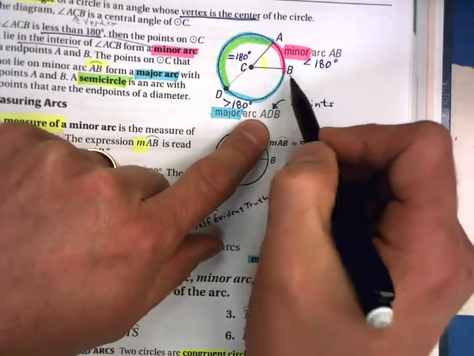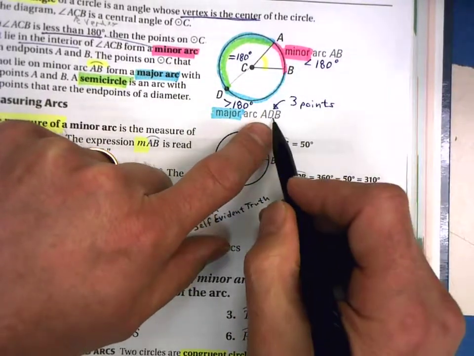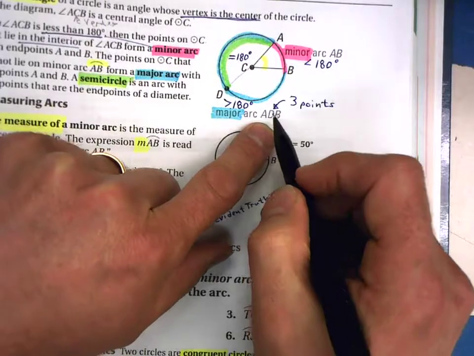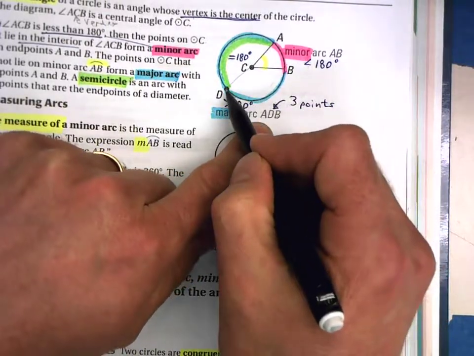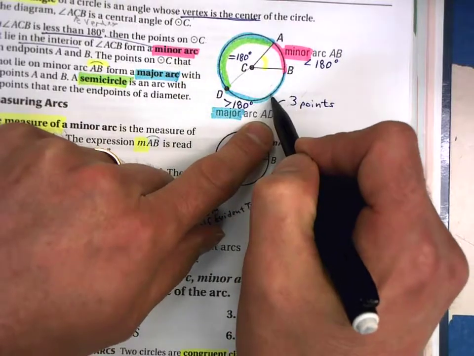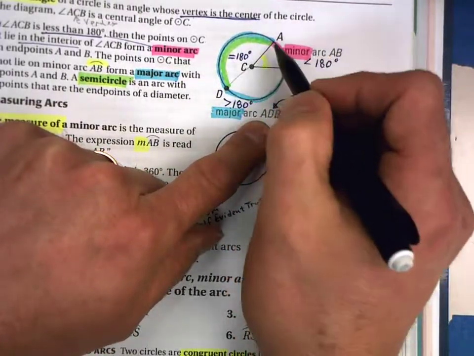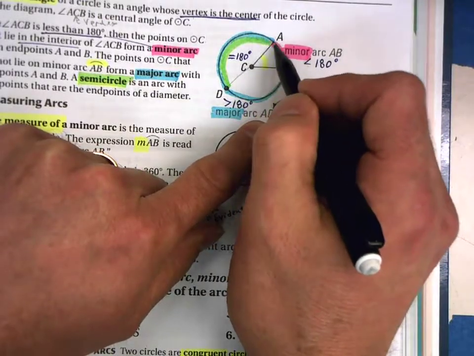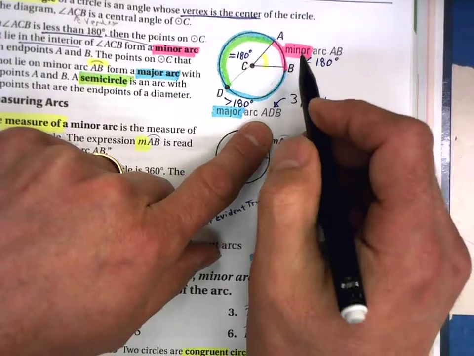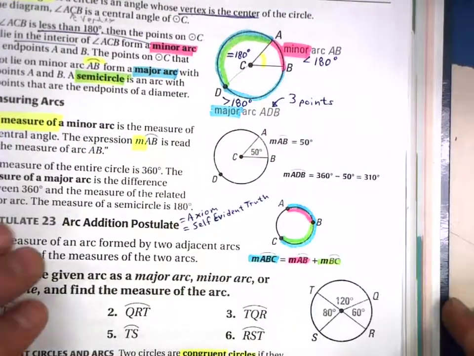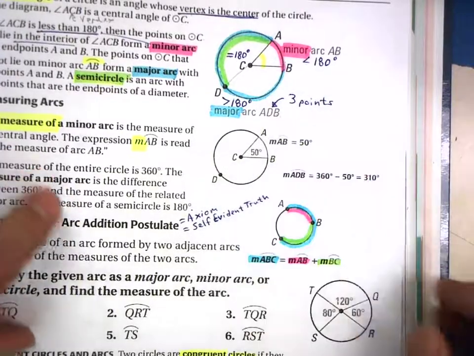To force us to go the long way around the circle, we have to have a 3rd point on this major arc, whether it's point D or point E over here or point F over here. It does not matter where it is, as long as it's on the major arc and it forces us to go around this circle and not just do the minor arc. So major arcs will always have 3 points to them.